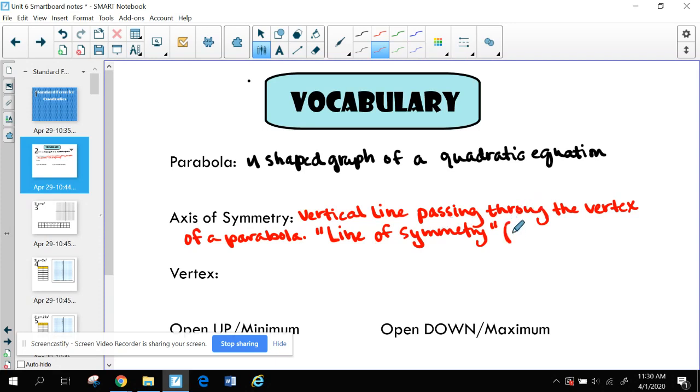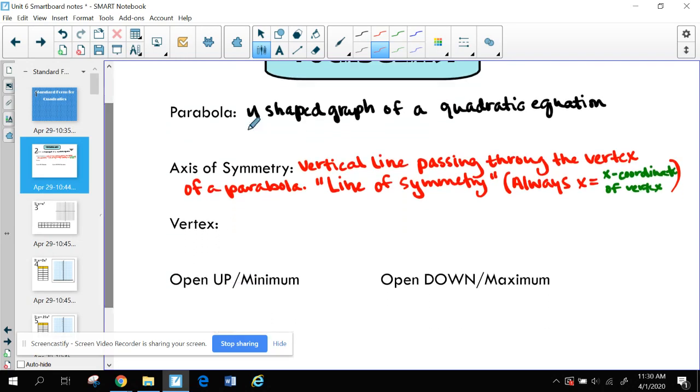Last thing I want you to add for this one is that it's always going to be in the form of x equals, because it's a vertical line, and that x value has to also be the x coordinate of the vertex. Okay, so as we find this, we're going to have a parabola. It's going to have a vertical line down the center of it called the axis of symmetry, and it has to go through the x coordinate of your vertex.